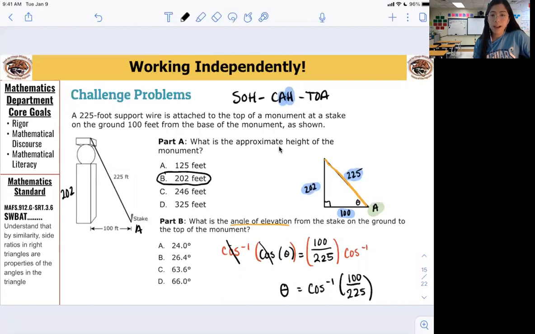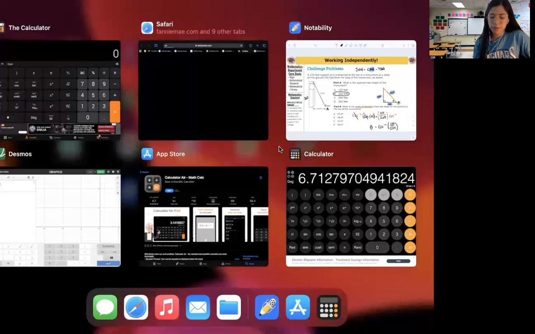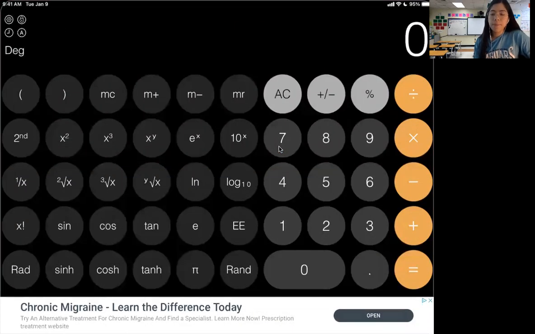Calculator out, calculator in front of you right now. For both Rios and Daniel, you're doing the inverse cosine of 100 divided by 225. Let's go. Type it in your calculator, 100.